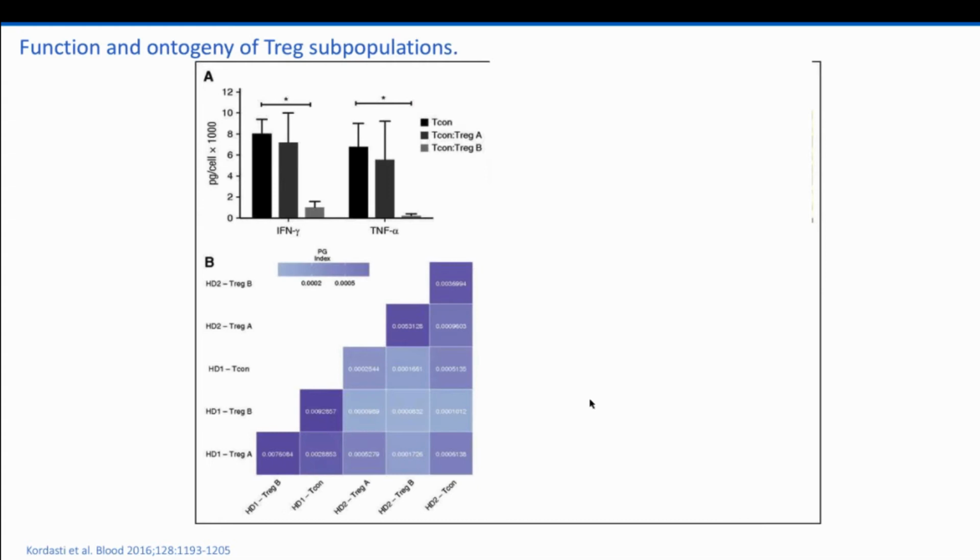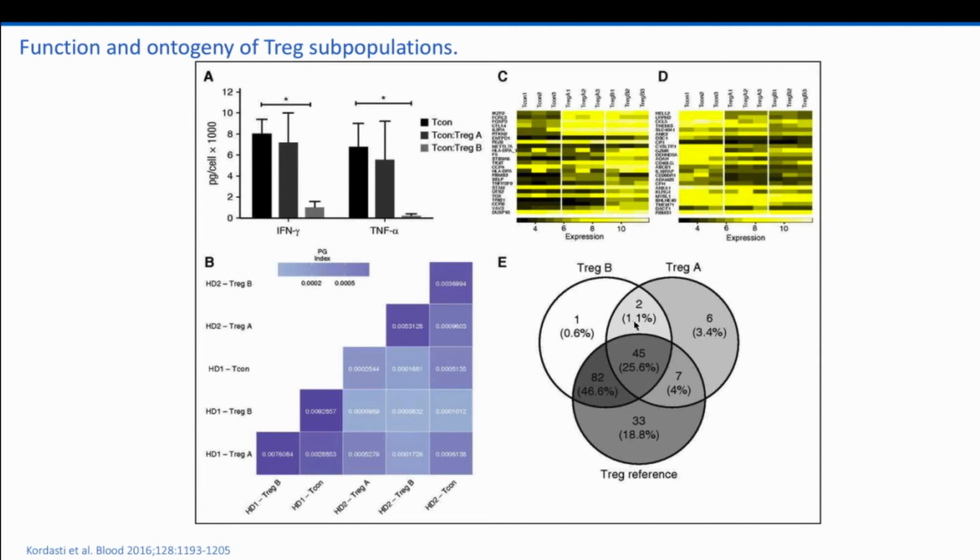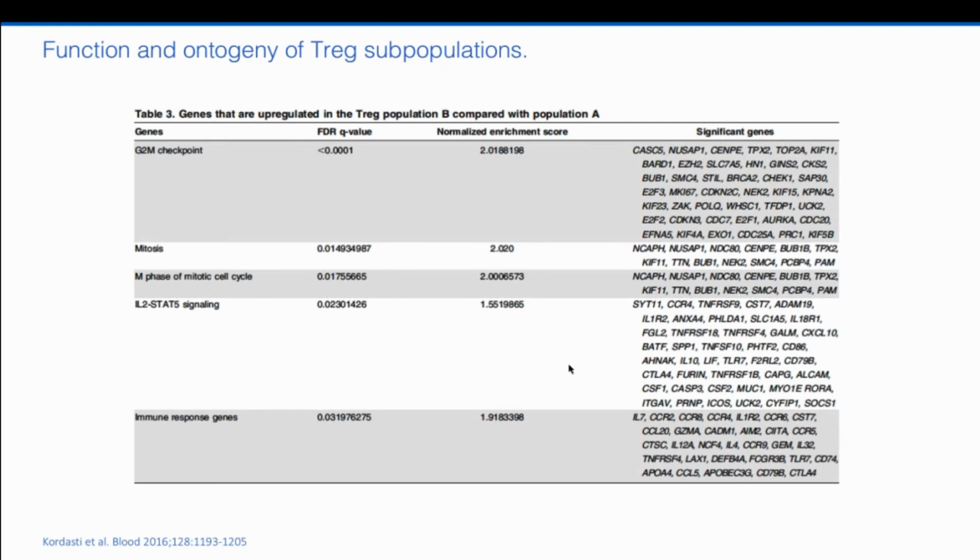When we did T-cell receptor sequencing, the data suggests that they are coming from different origins. Nevertheless, although they are not that functional, they share the human regulatory T-cell gene signature between the two. So they do have important genes related to regulatory T-cells, both Treg-A and B. But when we compare Treg-B to Treg-A, two gene sets became significantly different in Treg-B versus Treg-A. One is G2M checkpoint, and the other one was IL-2 STAT5 signaling.